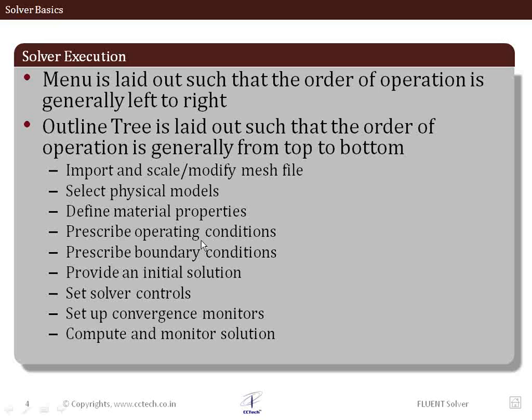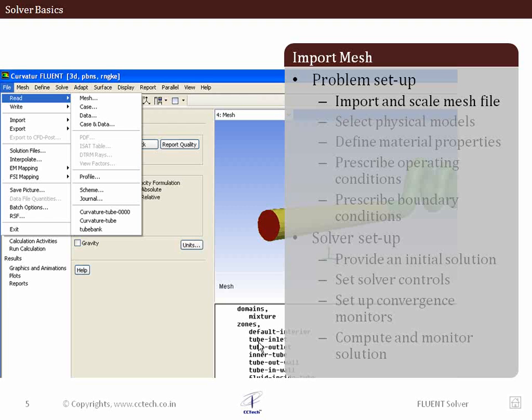We also have the operating and the boundary conditions defined, and once the overall problem is set up, we start initializing the problem. ANSYS Fluent 13 version onwards, we have some new features in initialization as well. We can set up the solver controls and start our iterative solver to compute a solution which we can monitor and analyze at the end. So this is how I will proceed with this lecture. I'll be starting off with importing and scaling a mesh, which is part of the problem setup part. We'll be speaking about solver setup separately.